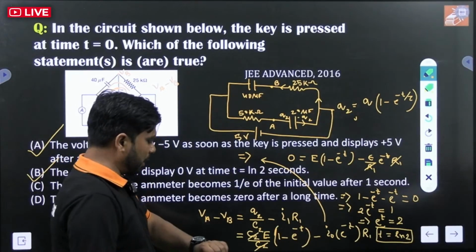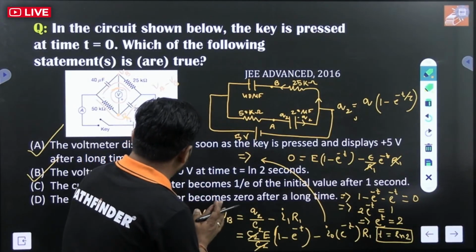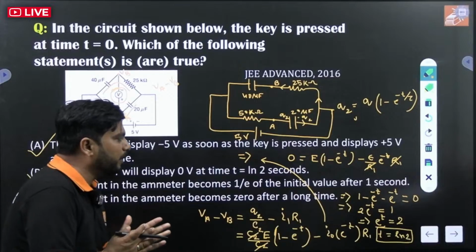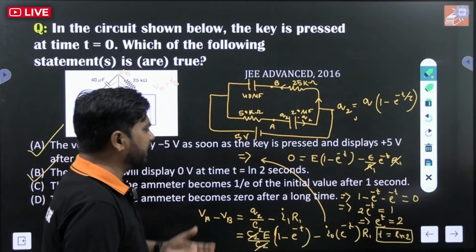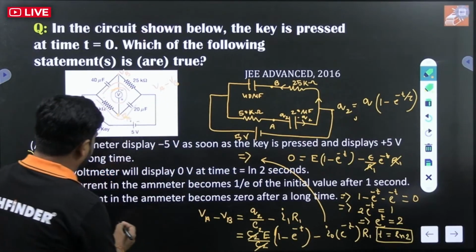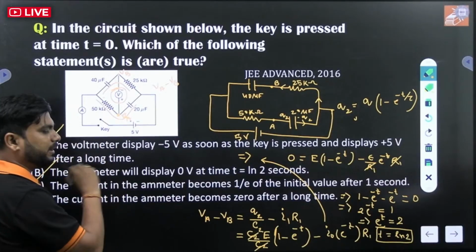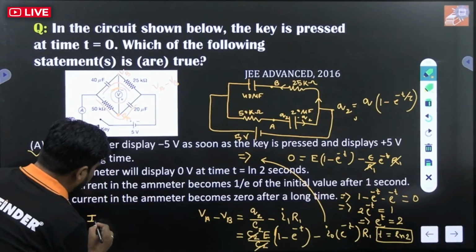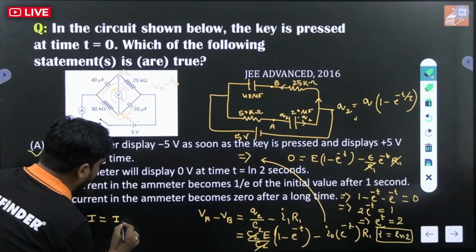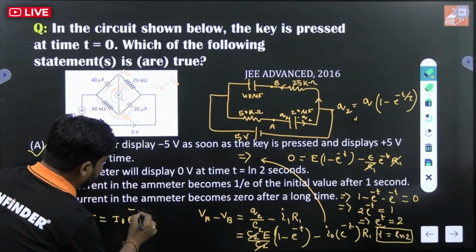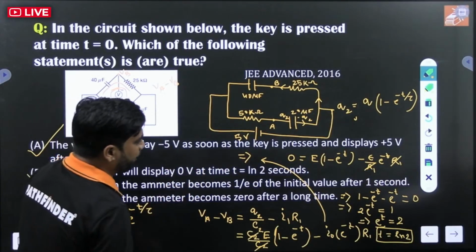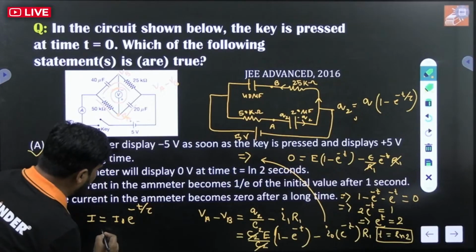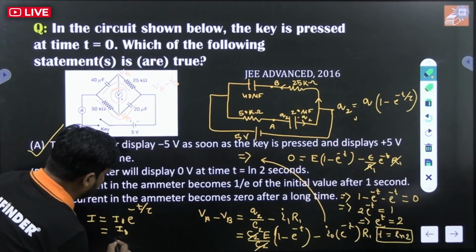Clear? Now let's move to the third option, that is, the current in the ammeter becomes 1 by e of the initial value after 1 second. You know that after the time constant, after tau seconds, what is the value of the current? I is equal to I naught e raised to minus t by tau. So after tau seconds, that means when t is equal to tau, which is equal to 1 second, the current will become I naught by e.